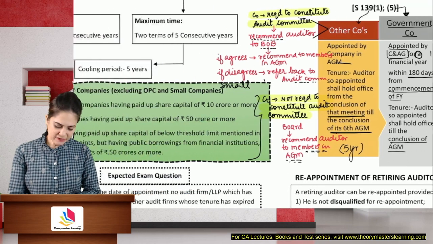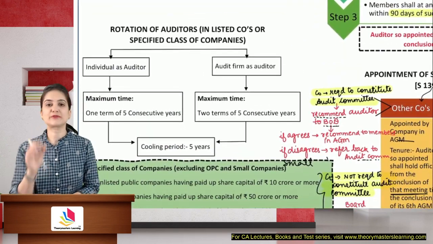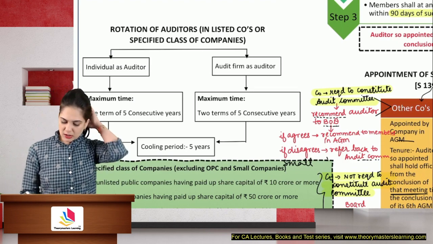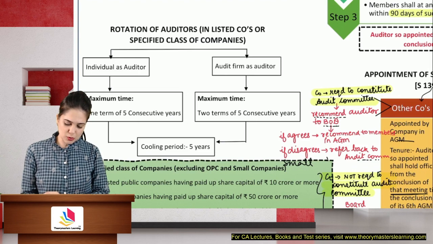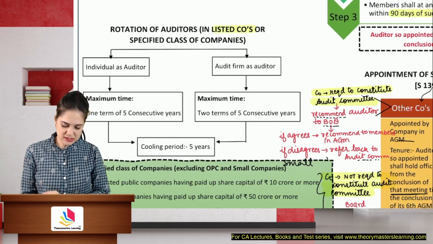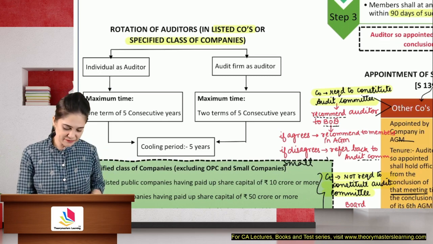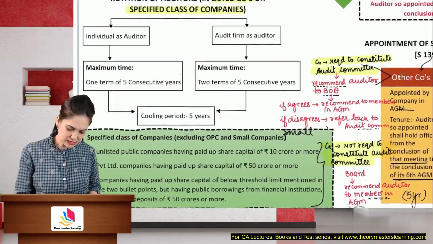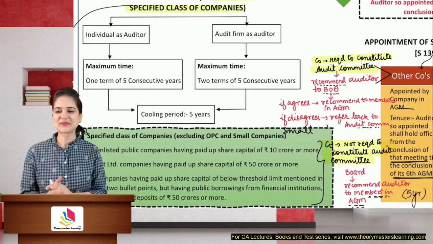Now, in case I wish to appoint an auditor, I will also have to consider the provisions of rotation of auditors. Now, this is applicable, you should know, only for listed companies or specified class of companies. Which companies are specified, that is given below. Okay, so these are the class of specified companies. I'm drawing an arrow so that you know we have discussed that also.